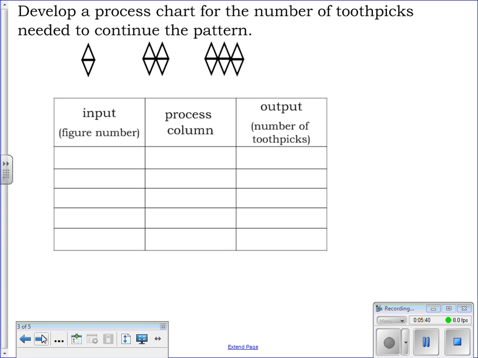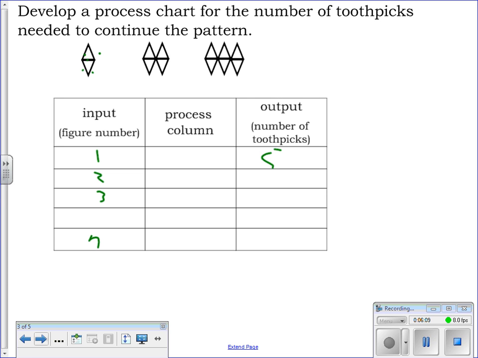Okay, so I have 1, 2, 3 figures, and I want to find the nth one. And this one, once again, is toothpicks. How many toothpicks are in the first one? 4. 5. 1, 2, 3, 4, 5. Right? Got 5 toothpicks to make that one up.